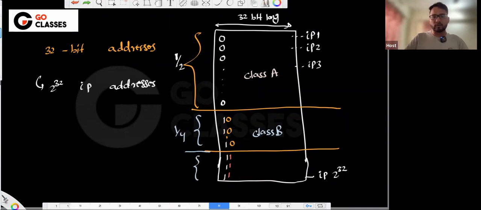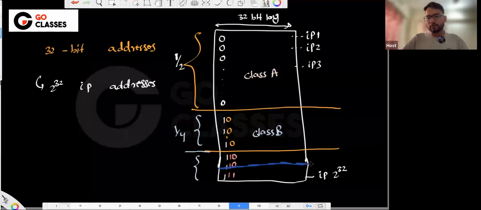So I said, okay, let me divide this into two other parts. If the initial bits are 110, then I will call this part one thing, and if the initial bits are 111, then I will call this part another part. If the initial bits are 110, then this is just my other half. So I'm again dividing it into the other half. So this is, let's suppose, called class C.